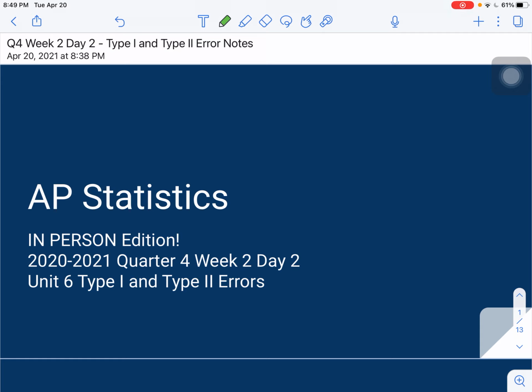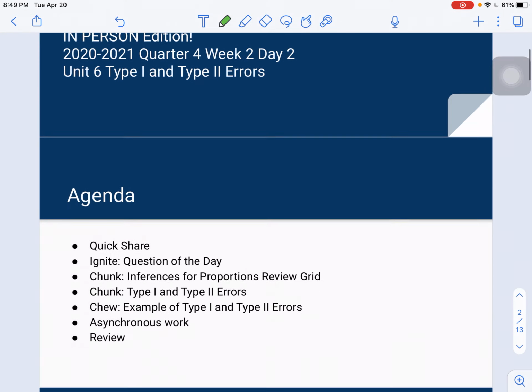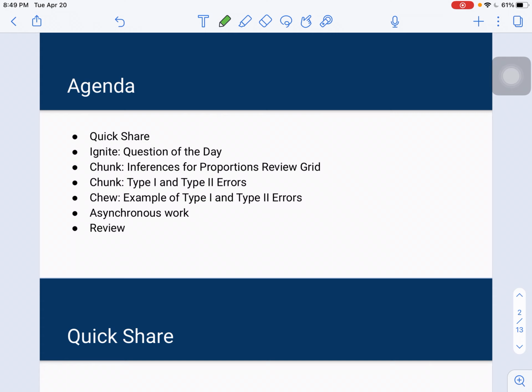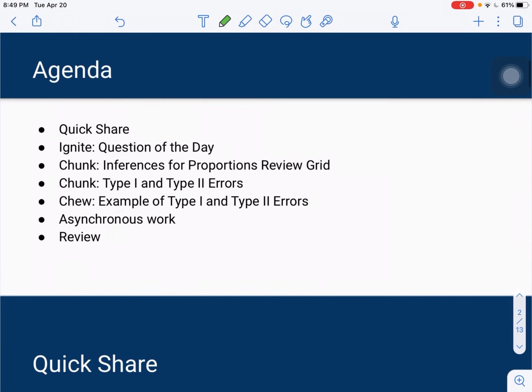We're still on Unit 6. Today's topic is Type 1 and Type 2 errors. What we're going to do today is a question of the day. We're going to fill out a couple documents, and they're both in Schoology. One is the Inference for Proportions Review Grid, and one is a resource document on Type 1 and Type 2 errors. Then I'm going to run through an example of some Type 1 and Type 2 errors for the CHU section. And then I'll set up your asynchronous work for the rest of the week.